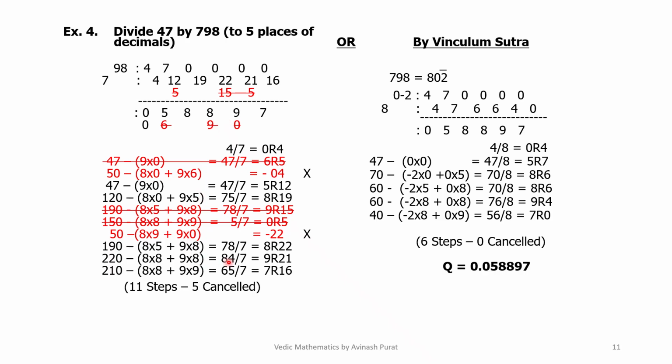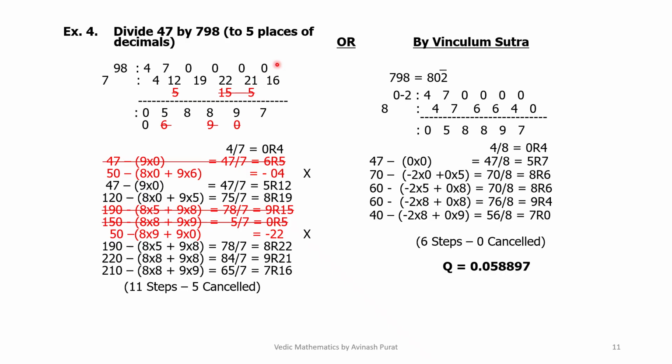that is 84 by 7. 8 into 8 is 64 and 9 into 8 is 72. So 220 minus 64 plus 72, that is 136, gives you 84 by 7, so quotient is 9 and remainder is 21.